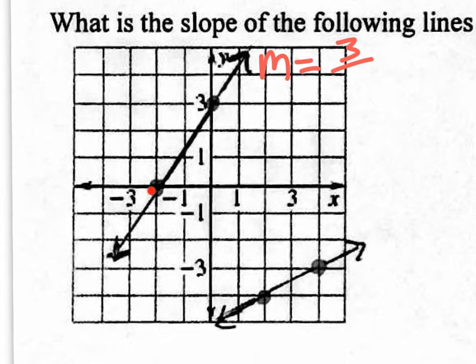So let's go back to our dots here. I went up 1, 2, 3. Now let's go over 1, 2. The run is 2. So the slope for that line right there is 3 halves.